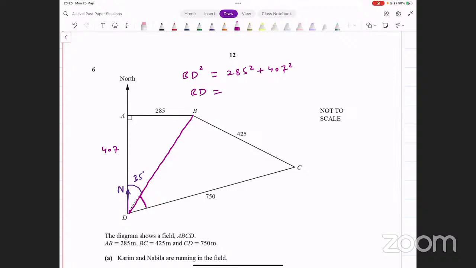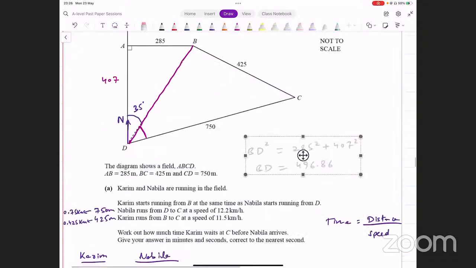उनके squares को add कर देंगे, square root ले लेंगे. 285 square plus 407 square, and then square root of that. That is 496.86. That's the length BD. Length BD भी आ गया हमारे पास.